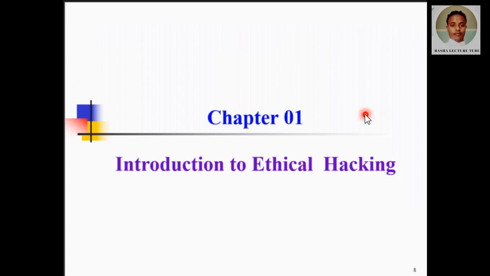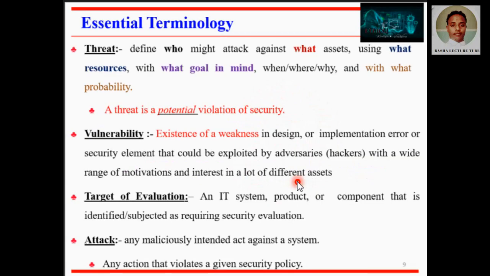So when you start Chapter 1, it focuses on the introduction to ethical hacking: how we can do ethical hacking, the purpose of ethical hacking, and the terminology we use in the ethical hacking era. As essential terminology, the first thing we see in this chapter is threat.